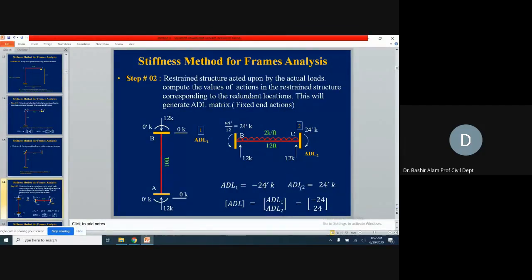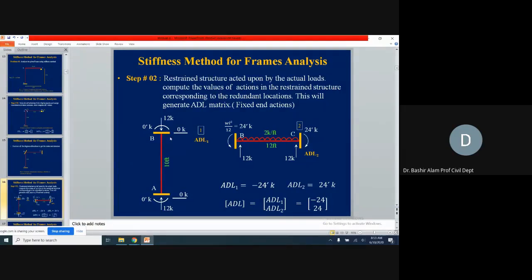Now to find this ADL2, we come to the D2 location. At D2, the corresponding moment is in the clockwise direction, meaning positive. So plus 24 is our ADL2. So for ADL1 and ADL2 you have values, one is minus 24, one is plus 24.